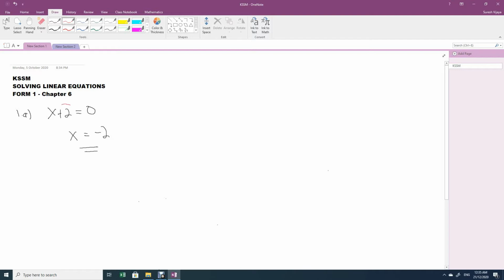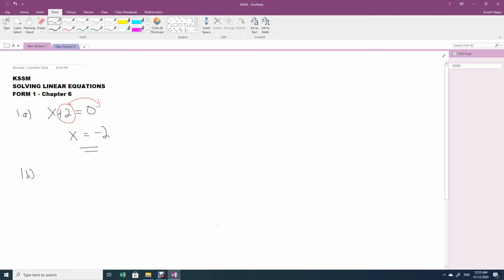So to do this, the +2, we have to bring it over to the right hand side. When you bring a positive value across an equal sign, the sign of the value will change from positive to negative. That's why you have a -2. Okay, let's move to 1b.